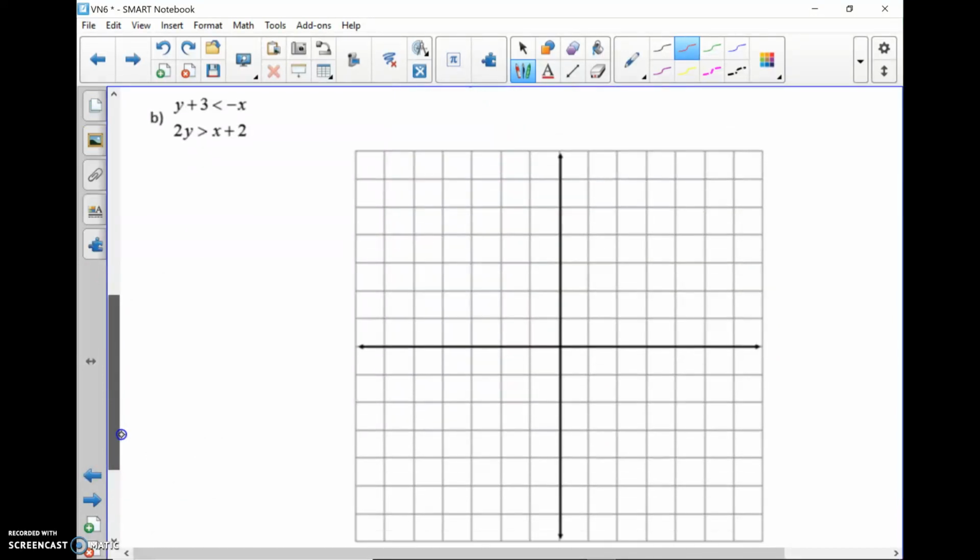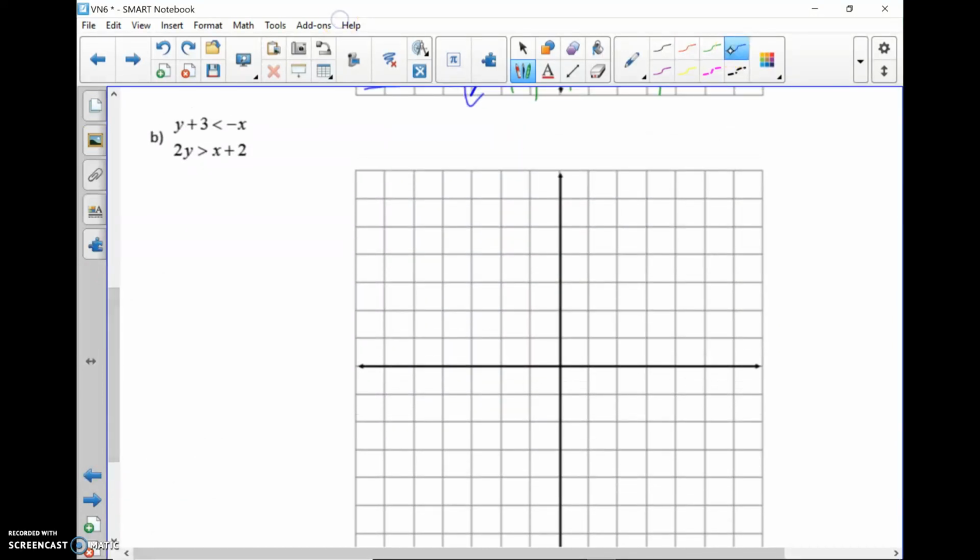Okay, one more example here. This top one's not in standard form. First, let me move that positive 3 to the other side. I'll have to minus 3 to the other side. That's going to make it y is less than negative x minus 3. And this is a dotted inequality that's going down. Less than, it's not equal to, so it's dotted, and less than's down. So I'm going to start at negative 3 and have a negative 1 slope.